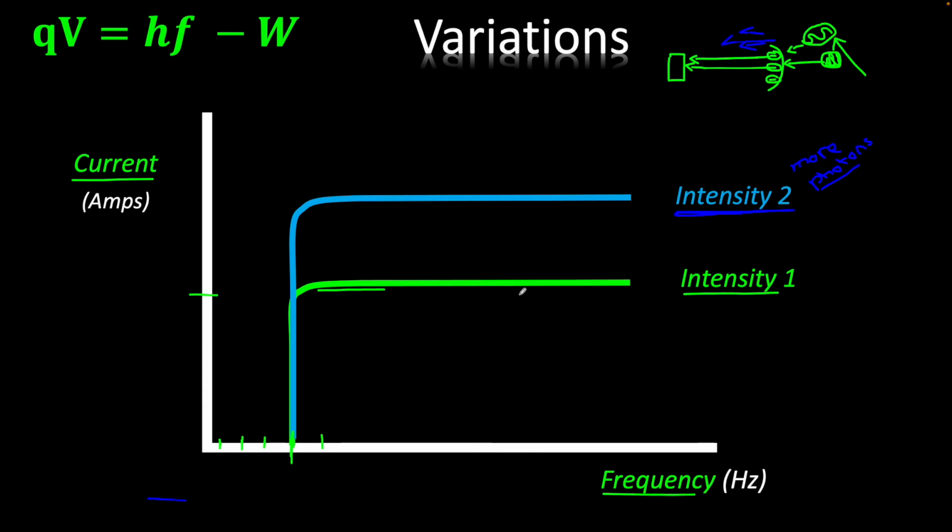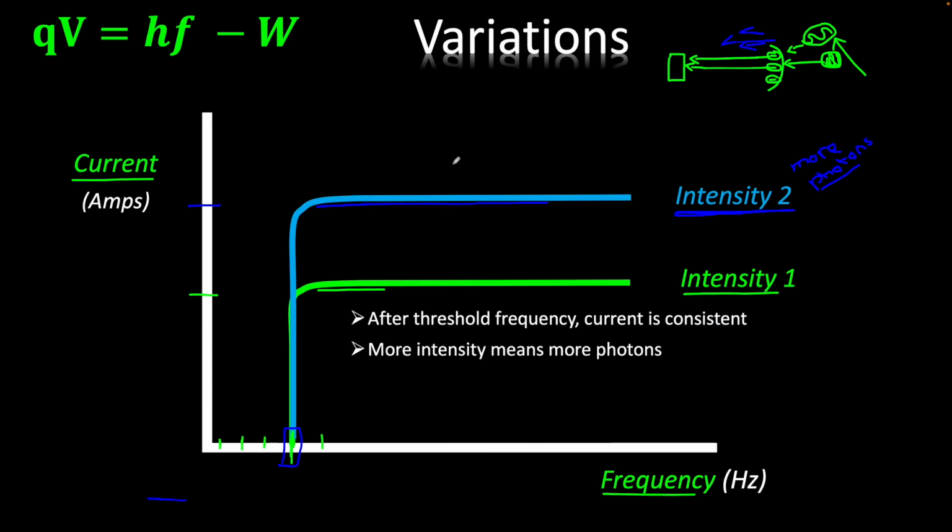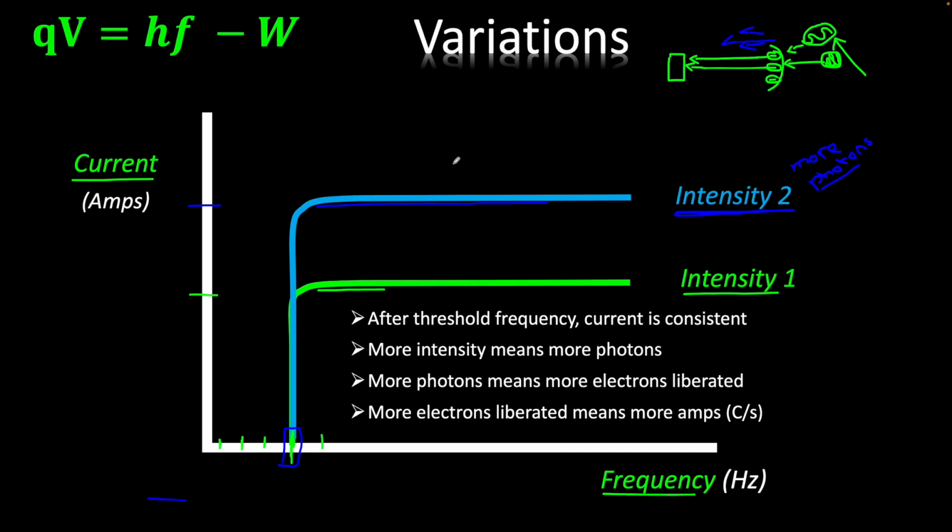So I'm going to have the same required threshold frequency right here to liberate the electron, but if I'm shining a brighter light, sending more photons, once they get knocked off, I'm knocking more of them off, so I should get a higher current. And again, that will stay consistent based off the intensity. So just in some notes, after the threshold frequency, current is consistent. More intensity means more photons means more electrons liberated, and more electrons liberated means more amps because that's more charge, so more coulombs per second.